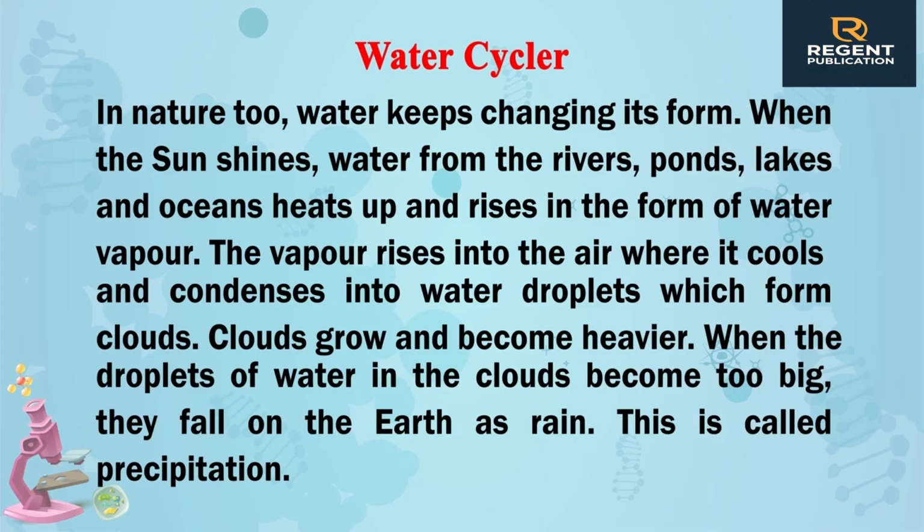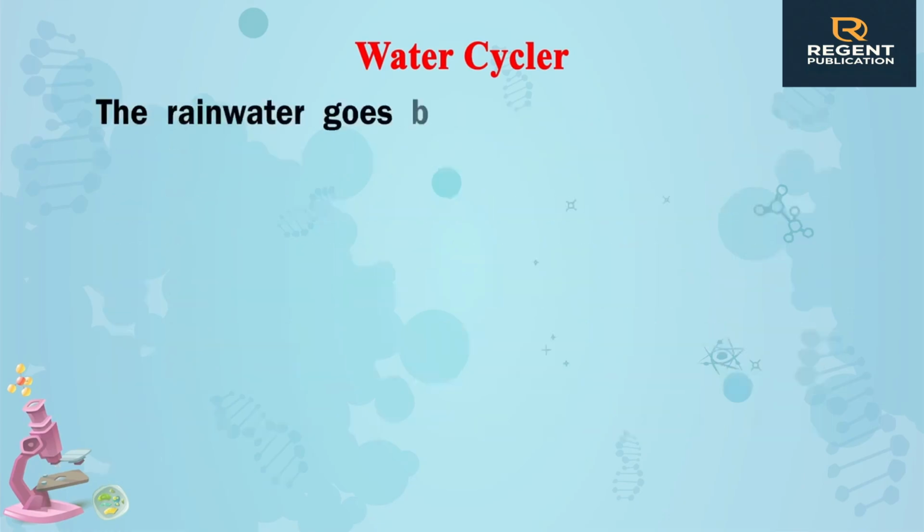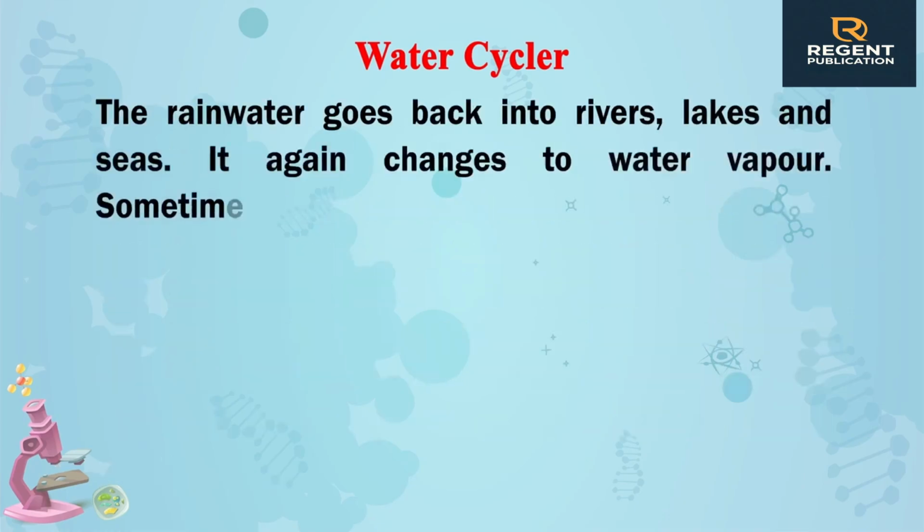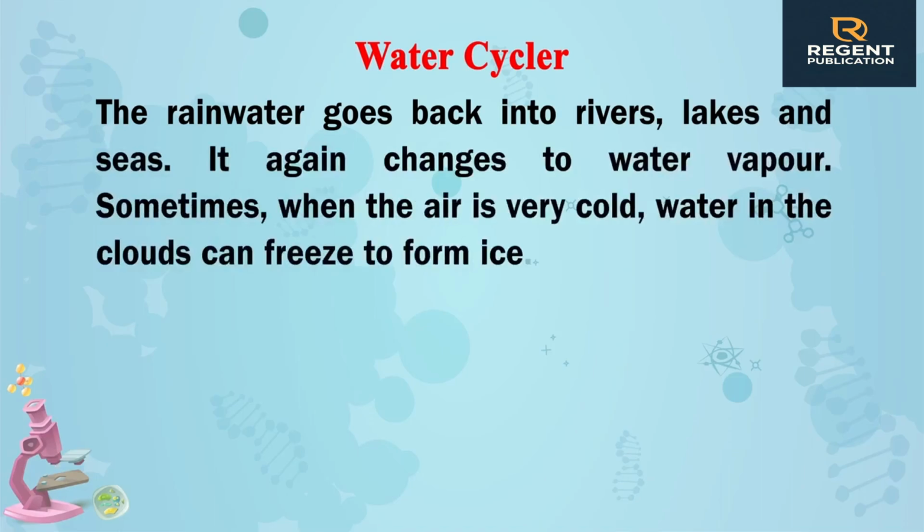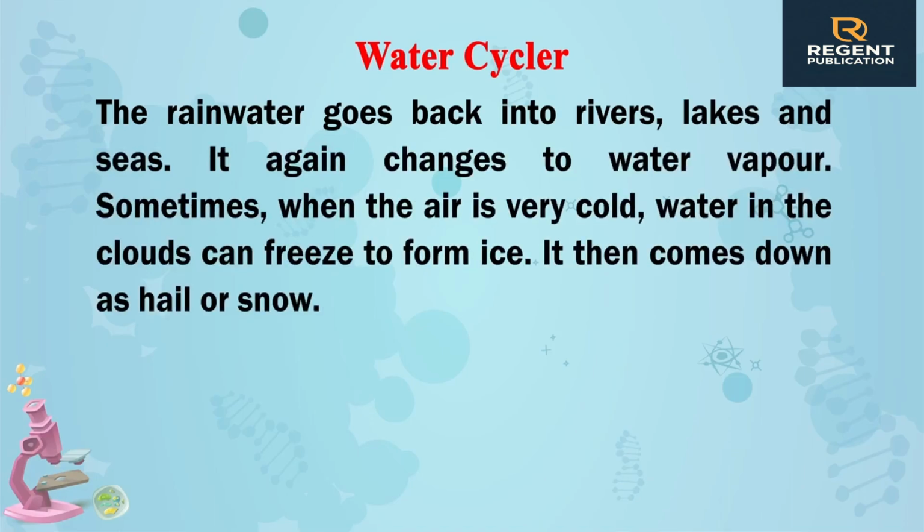This is called precipitation. The rainwater goes back into rivers, lakes, and seas. It again changes to water vapor. Sometimes, when the air is very cold, water in the clouds can freeze to form ice. It then comes down as hail or snow.